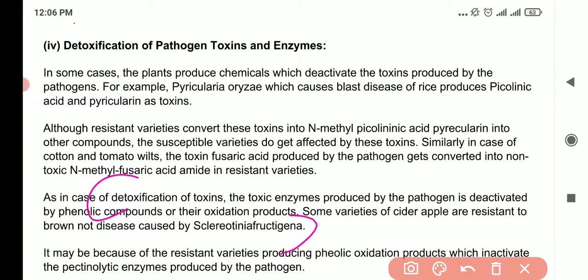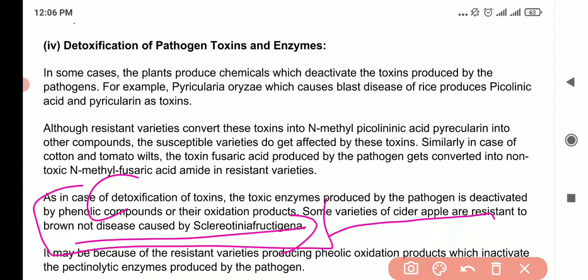The toxic enzyme produced by the pathogen is deactivated by phenolic compounds or the oxidation products. Some varieties of cider vinegar are resistant to this. So you can remember just this part, that is enough.